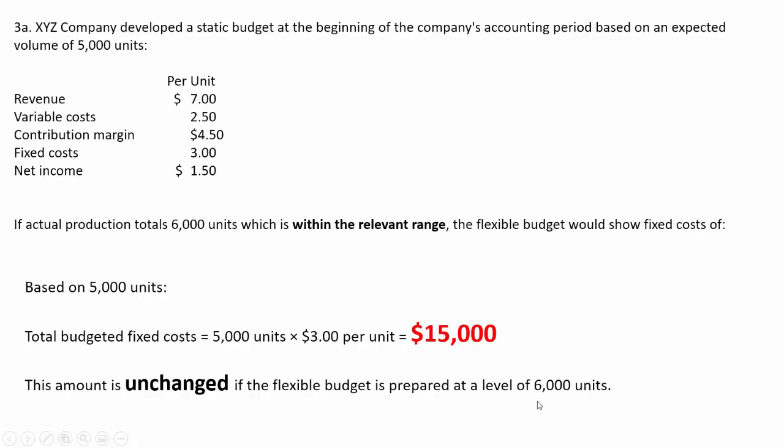So the answer here is that fixed cost, you had to figure it based on this per unit information, and you got 5,000 times $3 or $15,000, and so fixed cost, even if you change to 6,000 units, is still going to be $15,000.